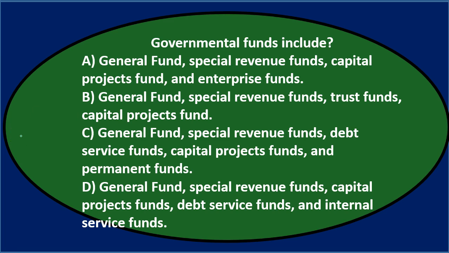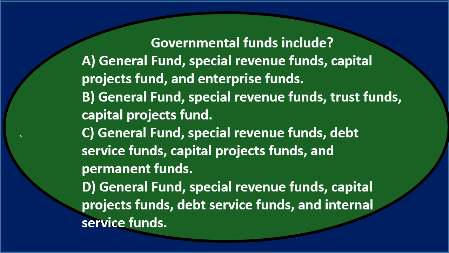Next question. Governmental funds include A, general fund, special revenue funds, capital projects fund, and enterprise fund. B, general fund, special revenue fund, trust funds, capital projects funds. C, general fund, special revenue funds, debt service funds, capital projects funds, and permanent funds. And D, general fund, special revenue funds, capital projects funds, debt service funds, and internal service funds. Now, this one's going to be the more confusing one, of course, because the governmental funds are the largest group. So we would have a long list of the governmental funds.